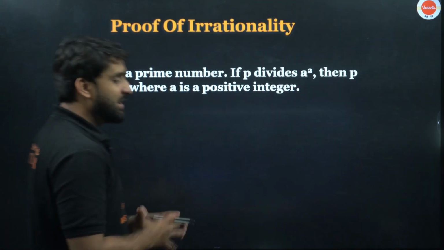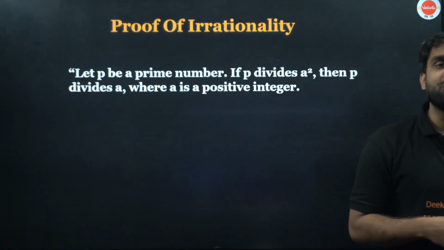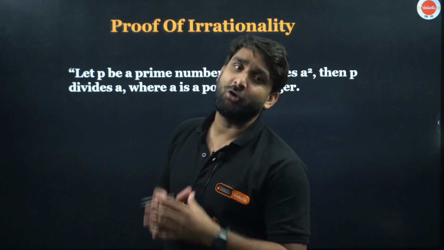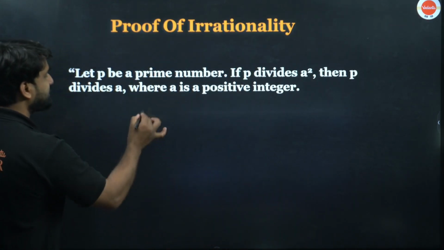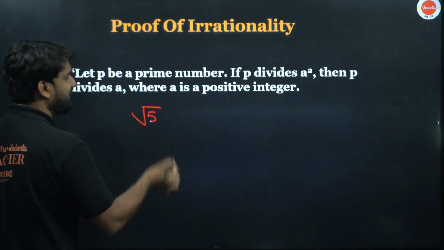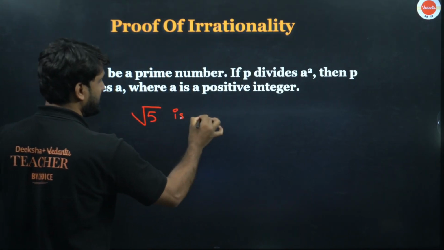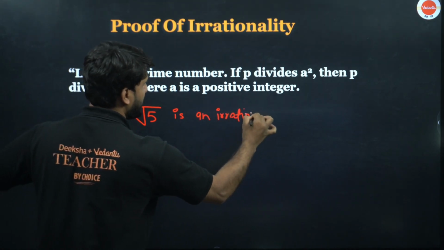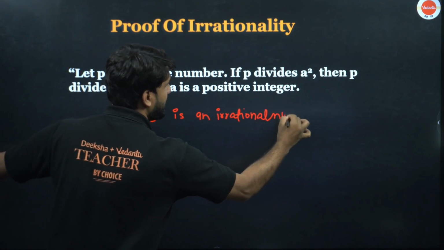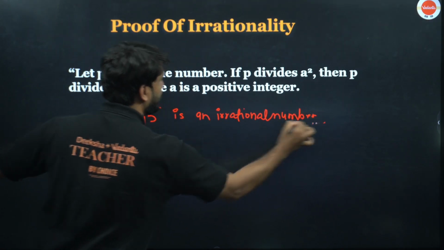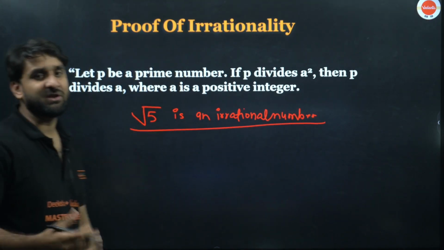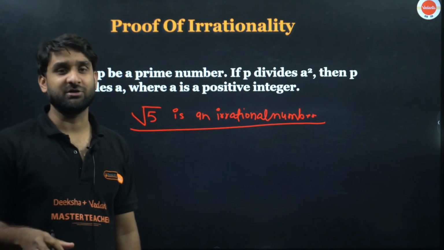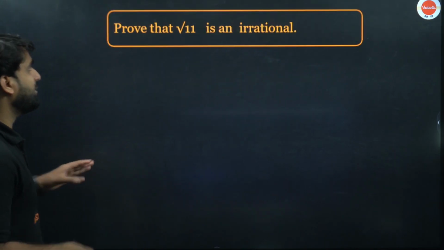Moving ahead. Now let's talk about proof of irrationality. I mean, if I ask you root 5, we know root 5 is an irrational number. But the question is how to prove that root 5 is an irrational number. This is the question here, so we are going to talk about how to prove.